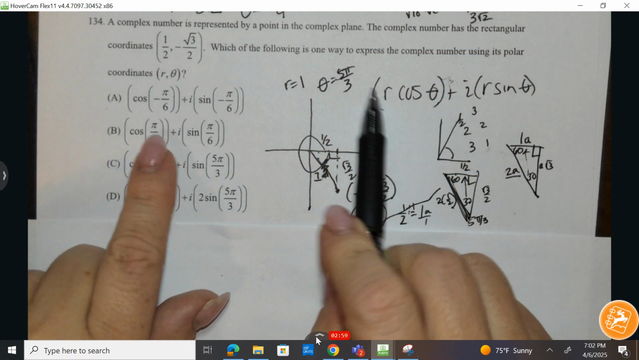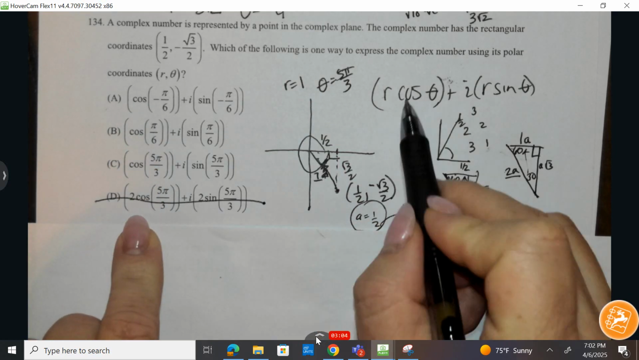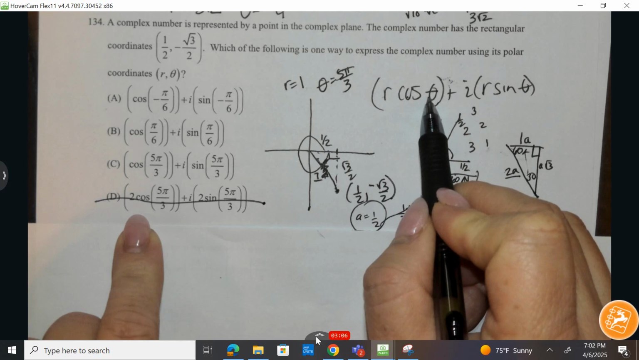So let's put this in here. I need a 1 in front. Okay, there's a 1, a 1, a 1. And then we have cosine of 5 pi over 3.